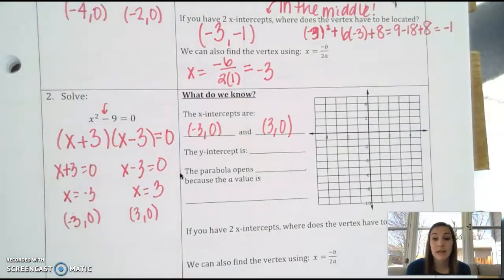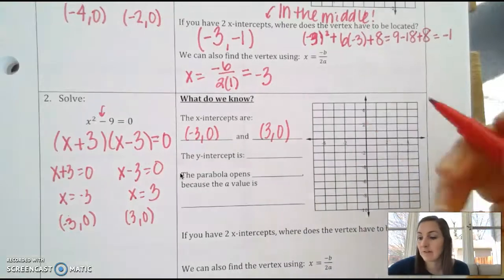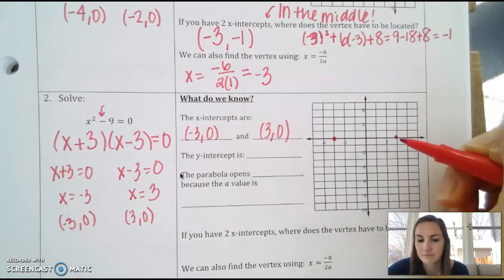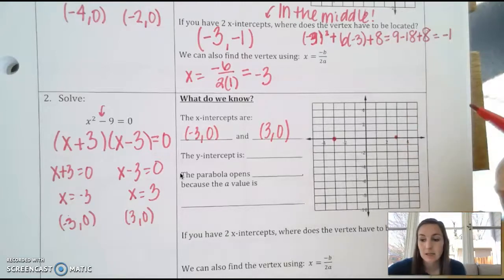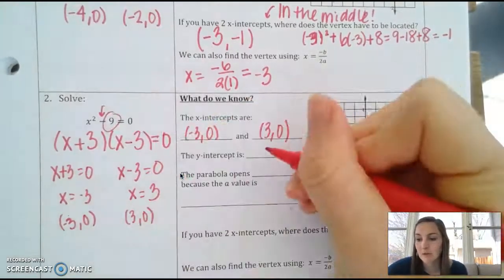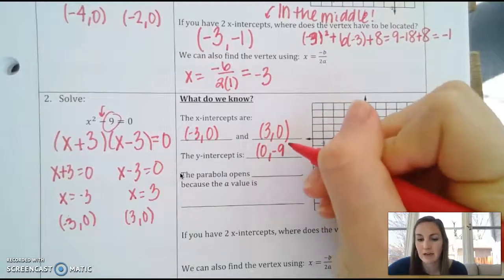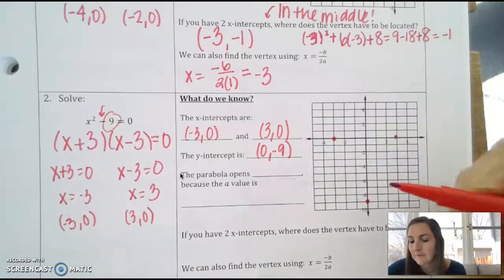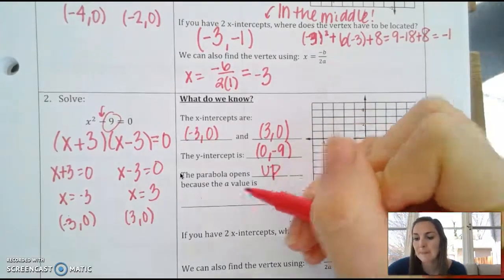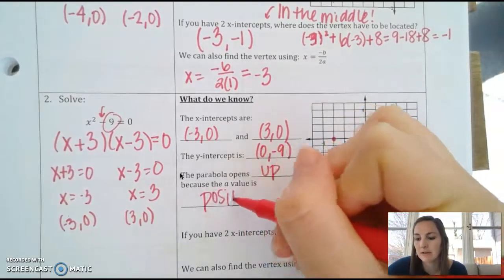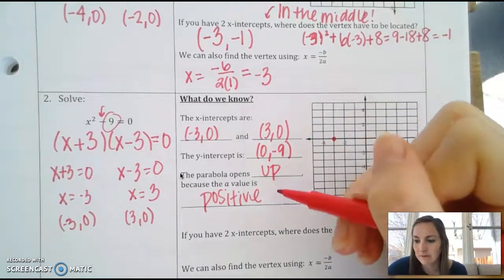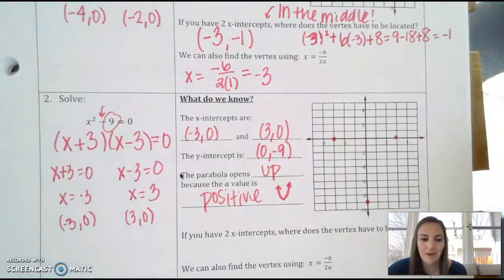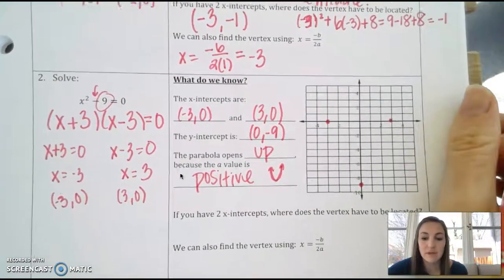So now that we have those down, let's put them on our graph. So we have -3, 0, and 3, 0. So the y-intercept, remember, is my last term here. So my y-intercept is 0, -9. So we'll go ahead and graph that as well, 0, -9. And my parabola opens up because my a value is positive. So I know it's going to be a U shape. That kind of looks a little more like a V, but okay, so if you have two x-intercepts, where does the vertex have to be?